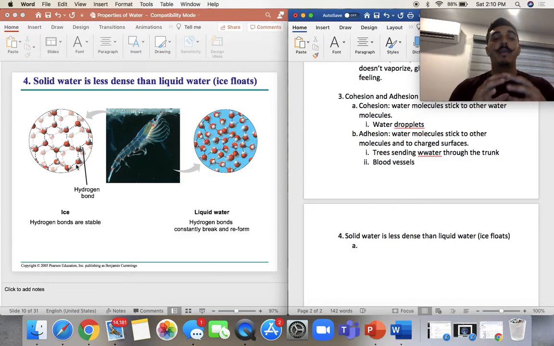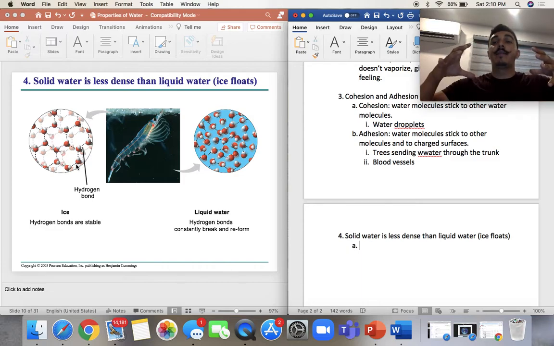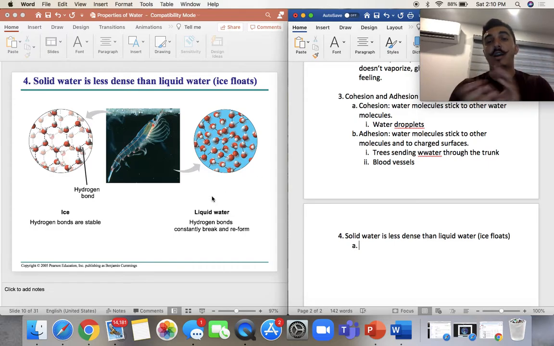So it's mainly just based off the rearrangement and the moving of these molecules and these bonds. So whenever water freezes, it rearranges into a more expanded or bigger surface area space to make the ice. And when you have liquid water, you can see in this example, it's constantly breaking, reforming, changing, and it's really chaotic in there. So that's why the ice, since it's more separated, is actually less dense and it just floats. It's pretty cool.